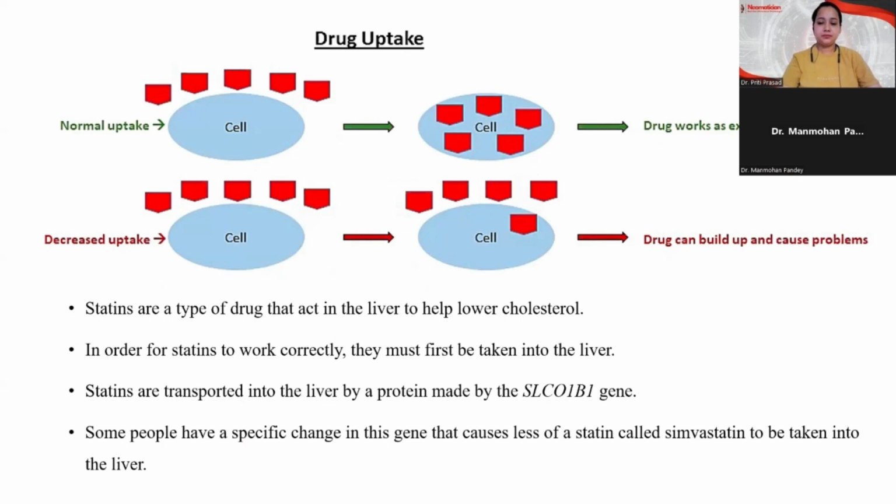There are cardiological drugs called statins, which lower the cholesterol. They are transported by a protein encoded by the SLCO1B1 gene. If there are any changes in the gene, and because of that variation the uptake of the drug is slowed down, there is a chance that we need to increase the drug doses.